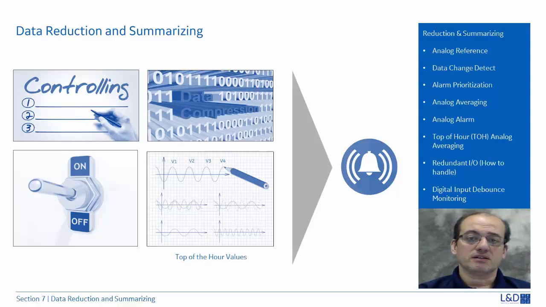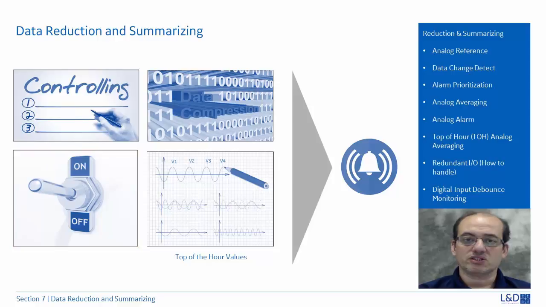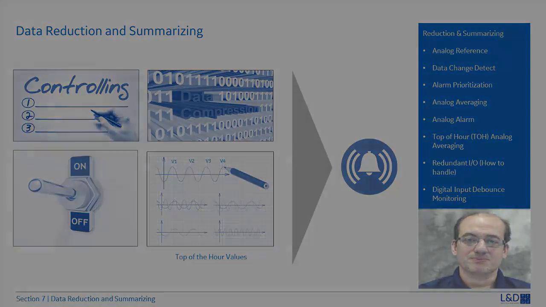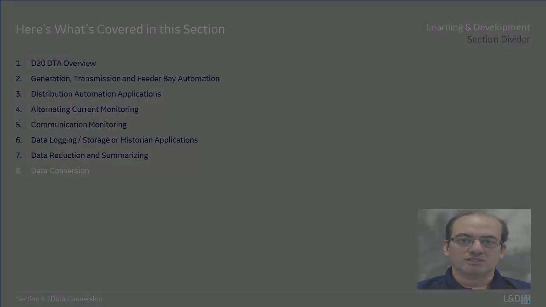And the debounce monitoring. I talked about debounce in earlier modules, which is basically when data changes in a very small period, whether that change is significant to log or notify of the change, or just ignore that little debounce change. In this section, we're going to talk about data conversion applications.